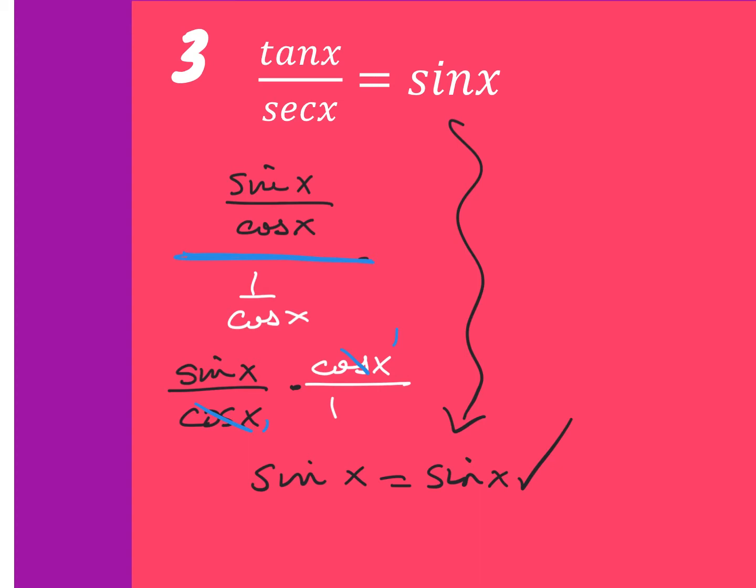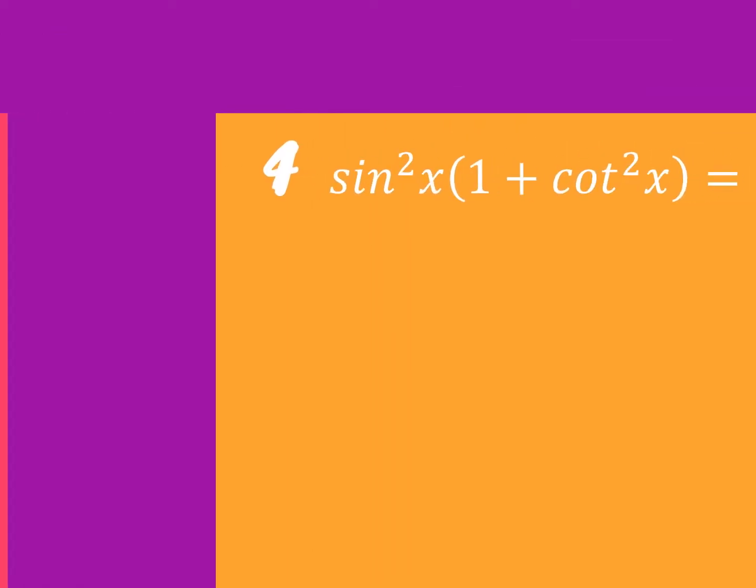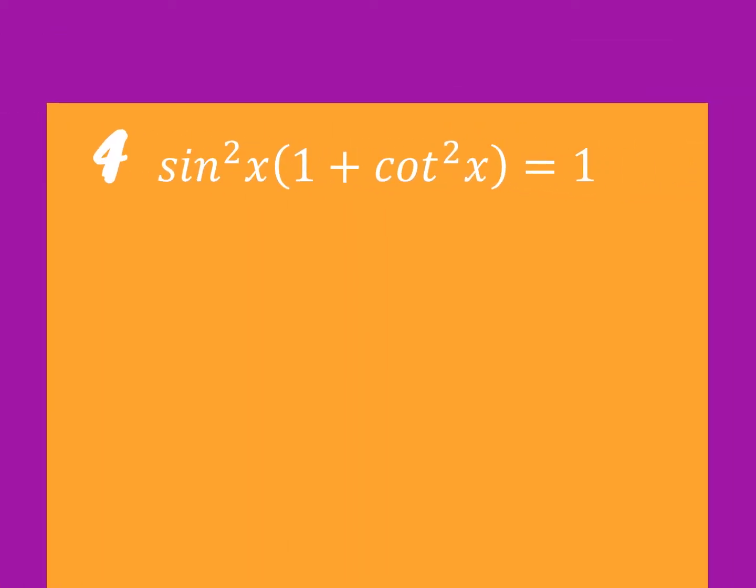Now for number 4, I'm going to do it two ways. I'm going to do it distributing, and I'm also going to do it using an identity, just to show you that there were two ways to do number 4. For number 3, there wasn't a whole lot we could do other than the quotient identity and the reciprocal. Let's try number 4. The first time I do this one, I'm going to distribute the sine squared x. So I'm going to distribute it to the 1, and I get sine squared x. I'm going to distribute it to cotangent.